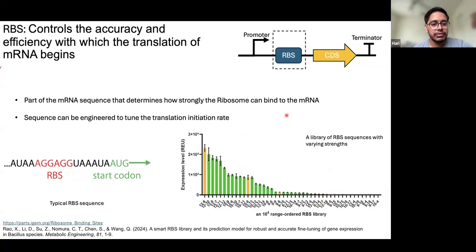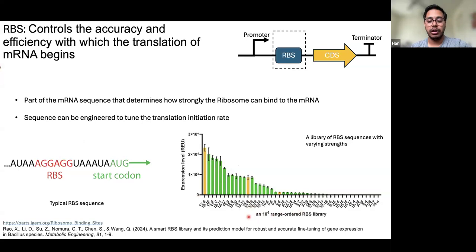Then we have the RBS, which is the ribosome binding site on the mRNA. This sequence actually decides how strong the interaction is between the ribosome and the mRNA. The ribosome needs this RBS to recognize the site at which it can bind and later start the translation. Based on different types of RBSs that have been engineered, that can also decide the expression level of different proteins.